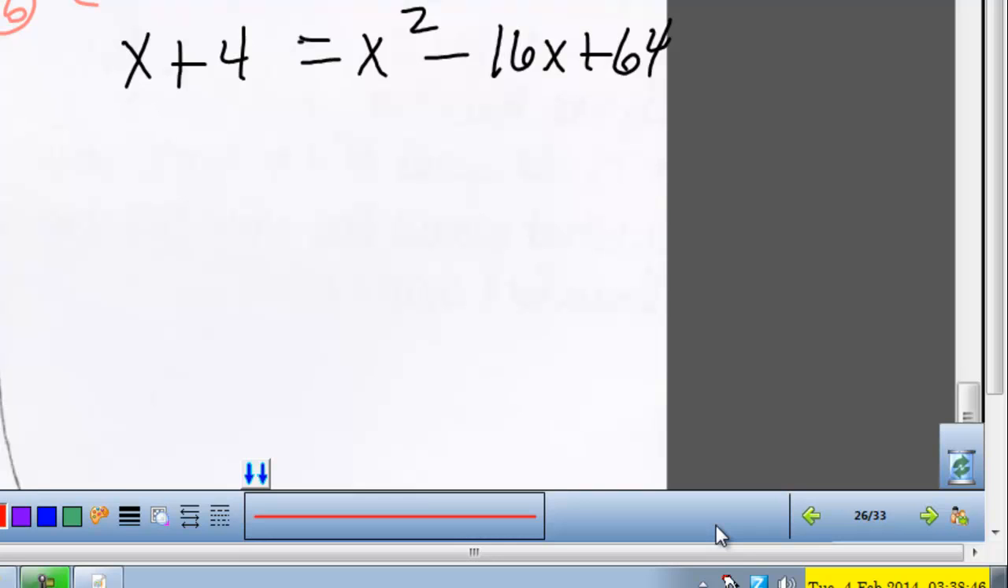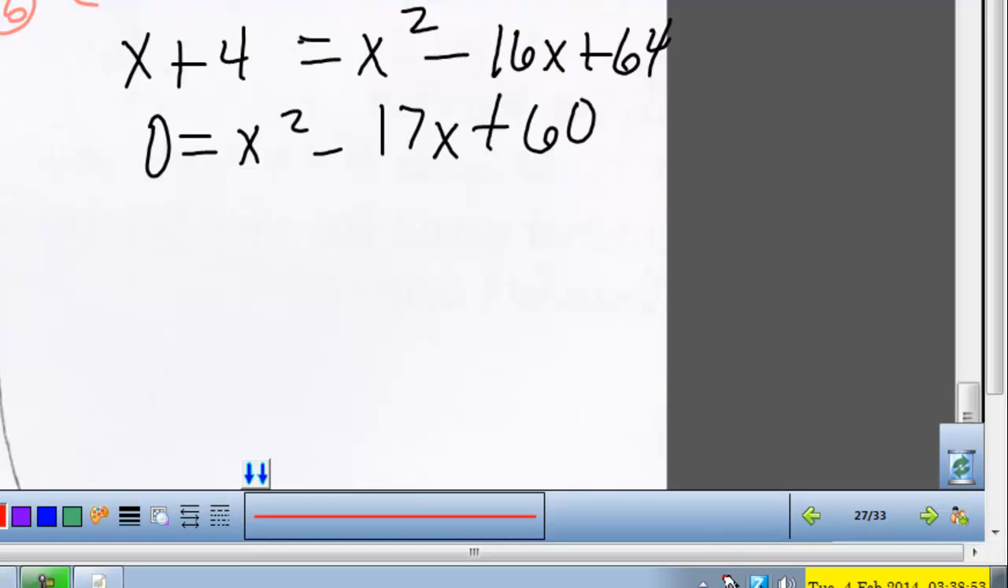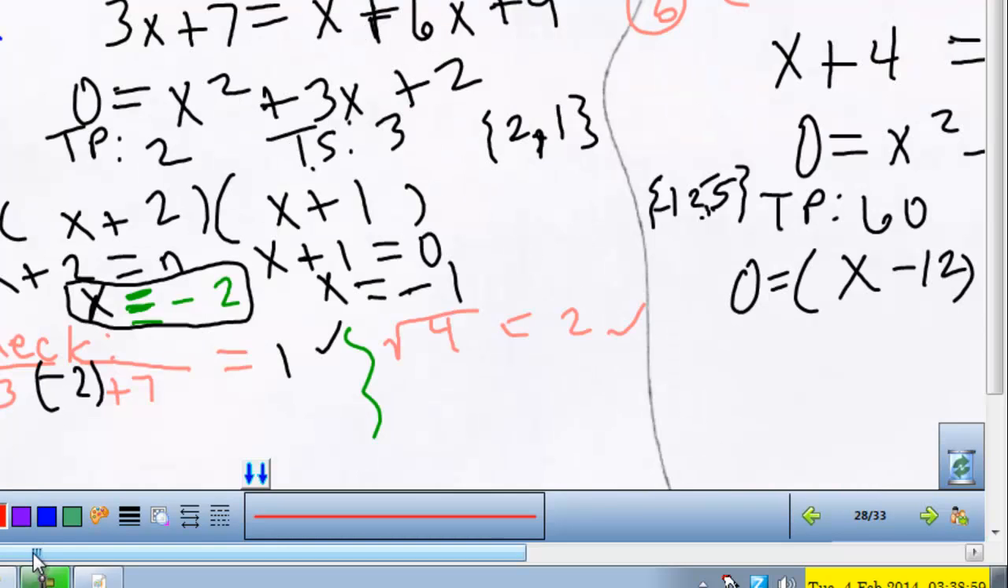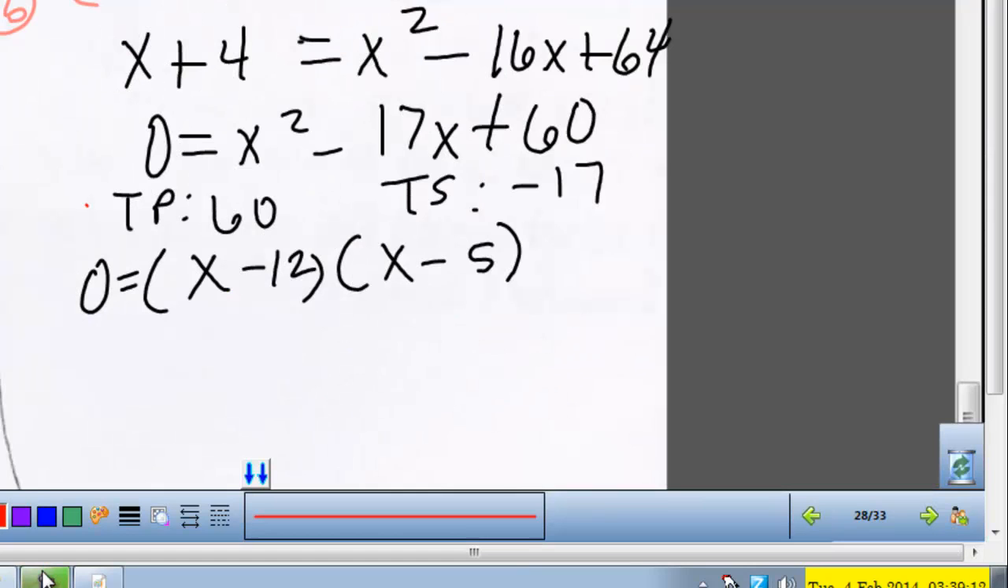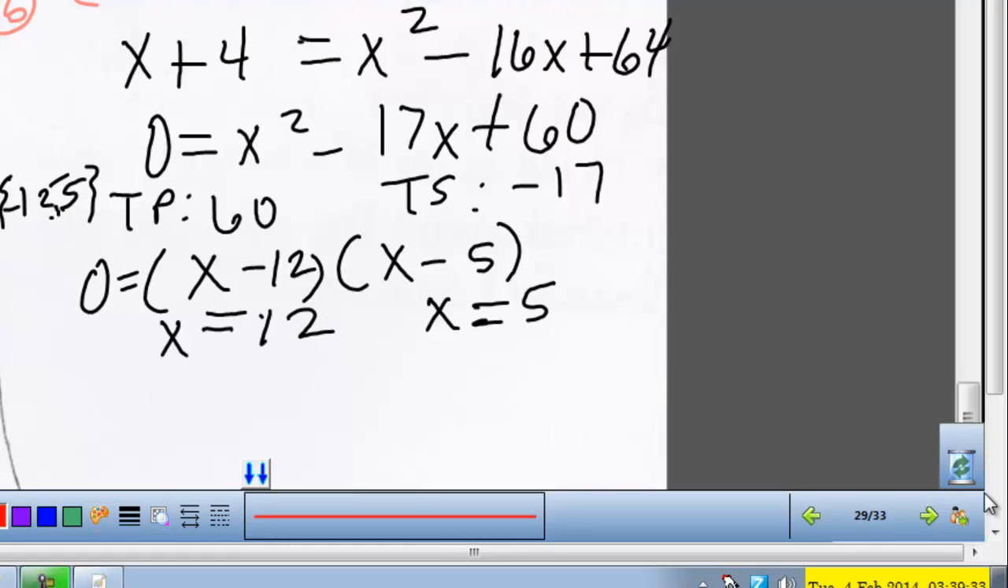I need to set my quadratic equation equal to 0. This gives us 0 is equal to x squared minus 17x plus 60. My two factors that multiply together to give me 60 but combine to give me negative 17 are negative 12 and negative 5. So I put those in my parentheses. Setting each equal to 0, I get x is equal to 12 and x is equal to 5.